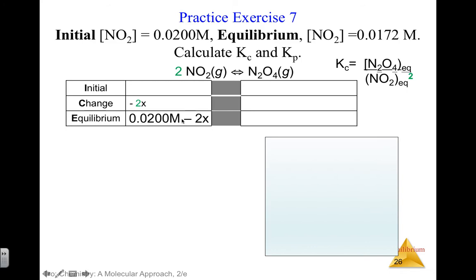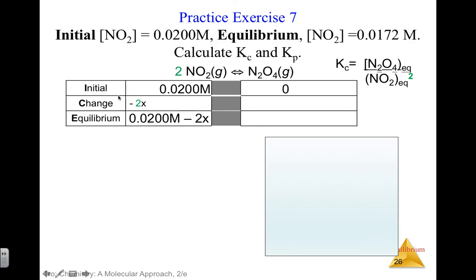These values should not be here yet. The animation isn't working properly. So we've got our reaction, K expression, icebox. Now we're on step 2. Plug in your initial values. So the initial value that was given, right here, initial 0.02 molar. The initial value of N2O4 is not mentioned. That tells you it's 0.